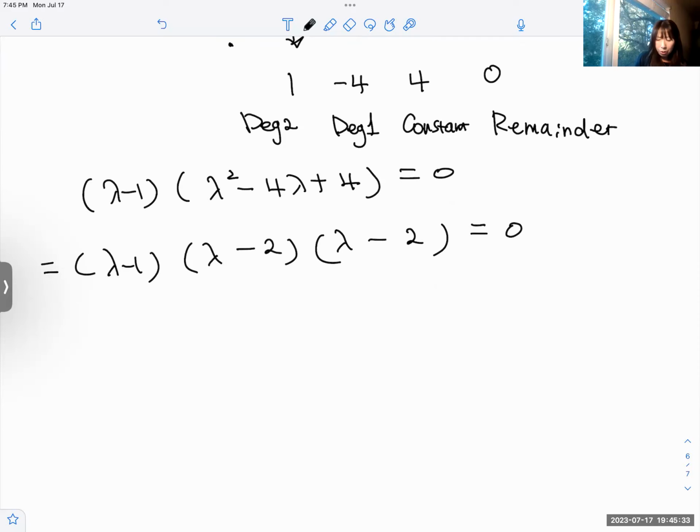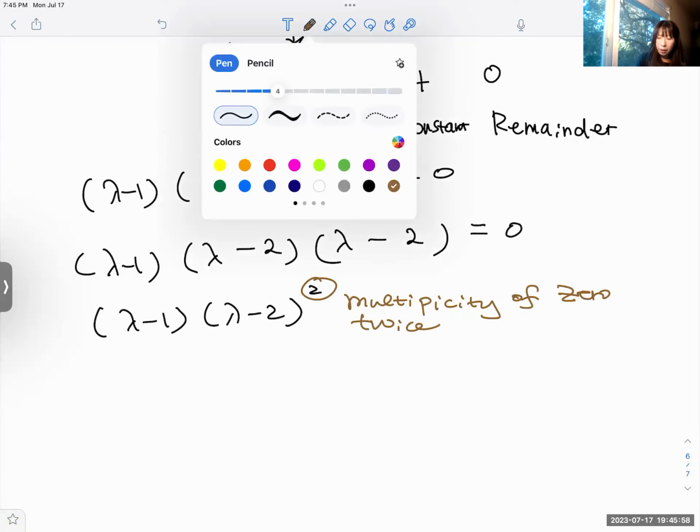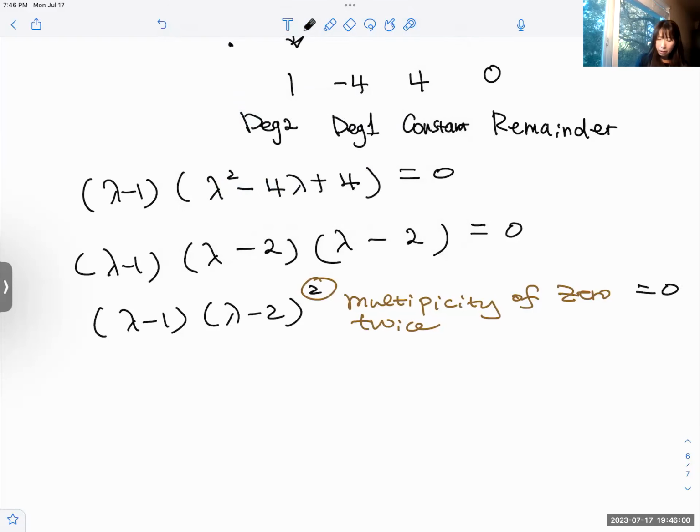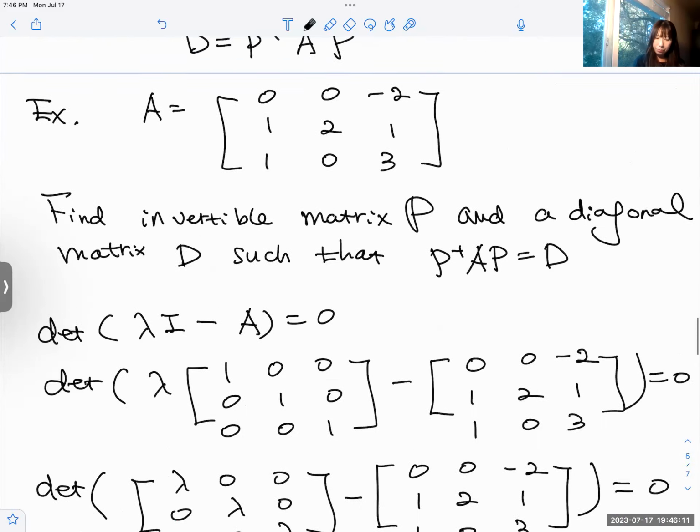Okay, so we know that lambda minus 1 and lambda minus 2, we talk about the multiplicity, right? So the multiplicity of 2 is twice, right? Okay, so that is lambda equal to 1 and lambda equal to 2, right? Okay, we finished that.